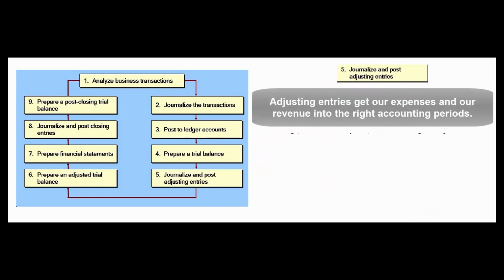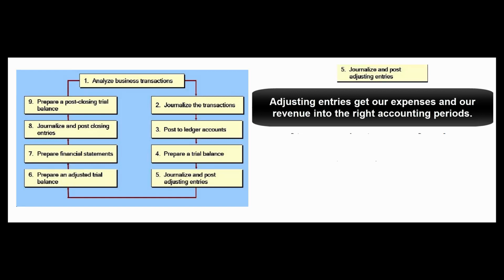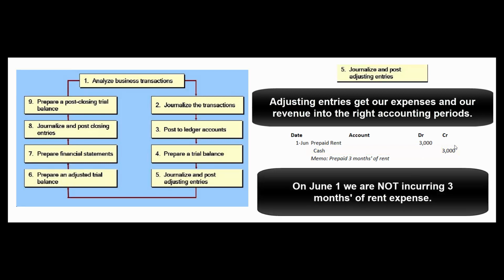Step 5 is journalizing and posting adjusting journal entries. We want to get our expenses and our revenue into the right periods, and those right periods don't necessarily correspond to when cash was exchanged. For example, on June 1st, let's say Freddie's Auto Service signs a 3-month lease, $1,000 a month, and the landlord wants all the rent up front. So we cut a check for $3,000, and we can't debit rent expense because that's for 3 months. We just want to book 1 month's worth of rent expense in each of the next 3 months.